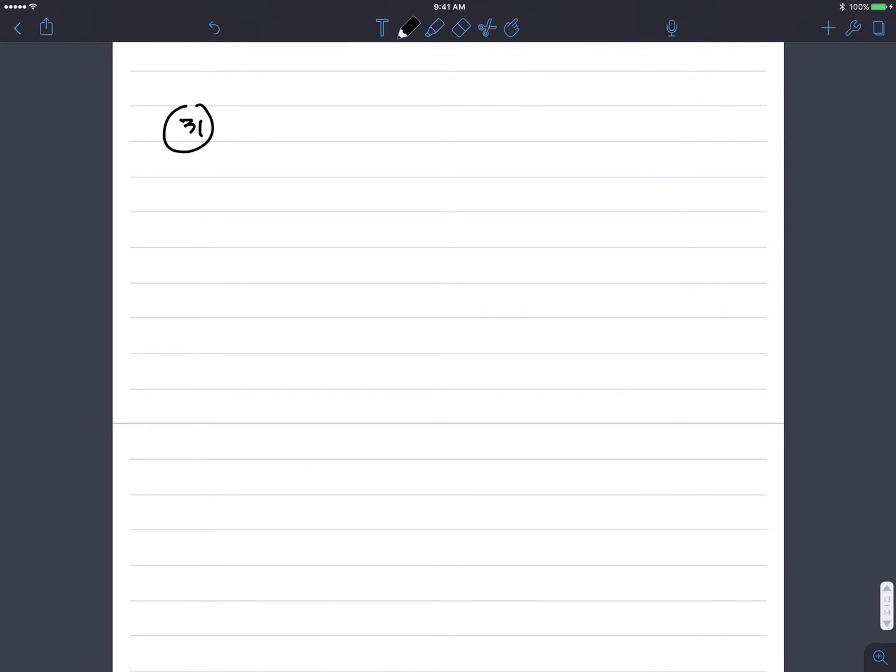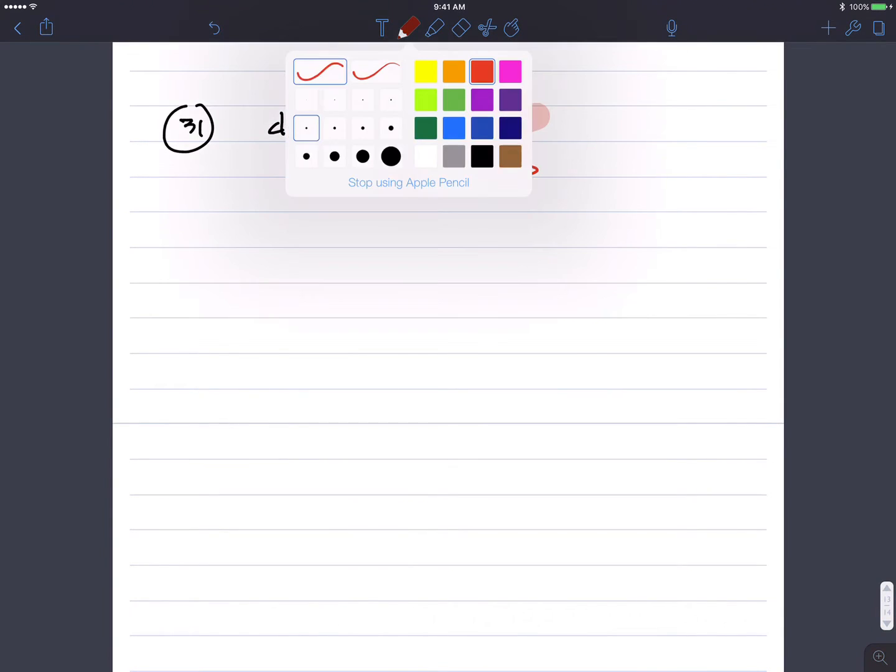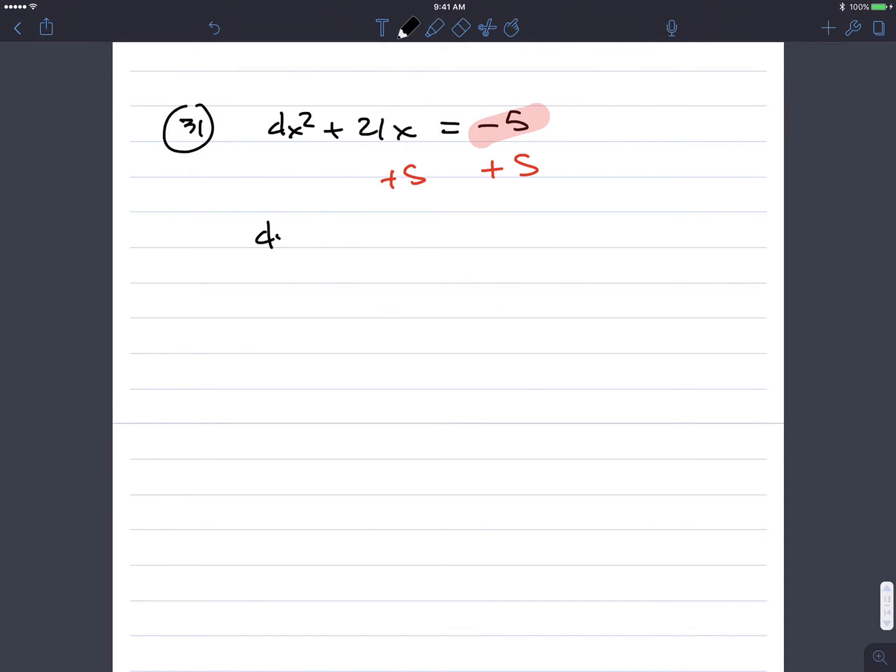4x squared plus 21x is negative 5. Let's double check that's 31. As you can notice again, this is not 0. Add 5 to both sides, and we'll get it to be 0 now. So you get 4x squared plus 21x plus 5 equals 0.